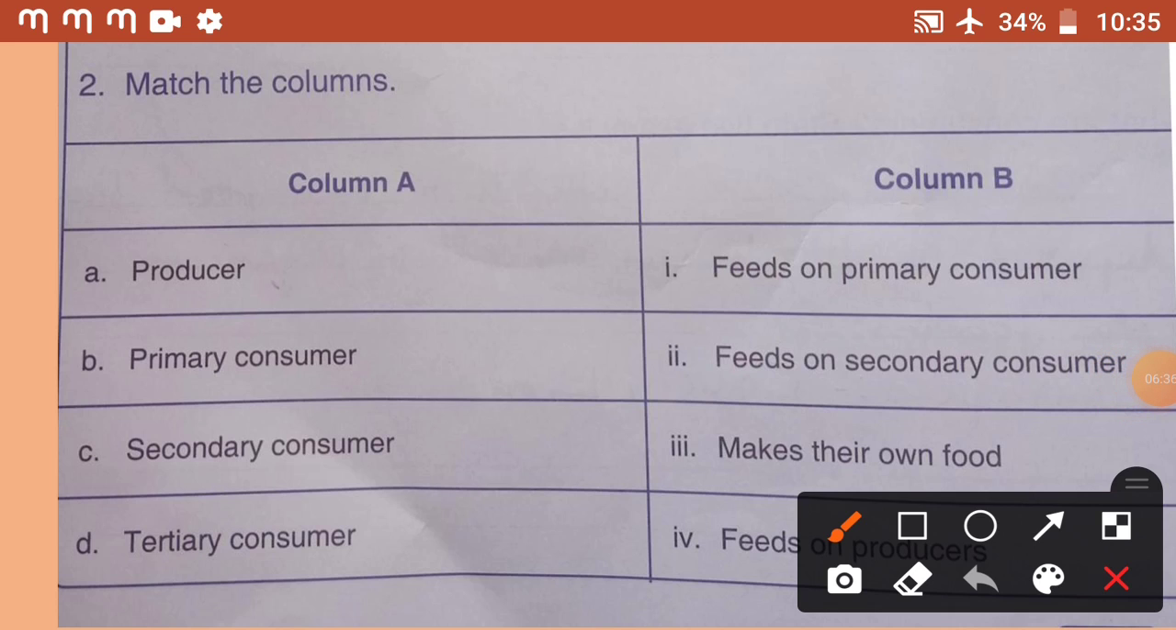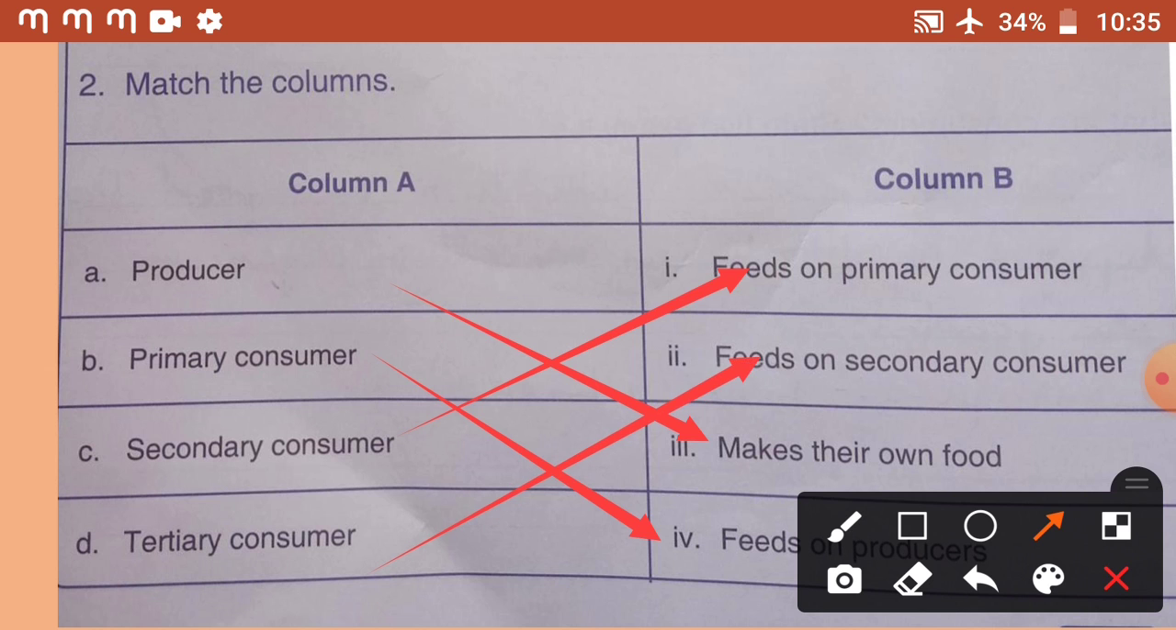Next question is match the columns. Here, primary producer. You match here, they make their own food. Then primary consumer. Primary consumers, they feed on producers. Last one, fourth one. Secondary consumers, they feed on primary consumers. Tertiary consumers, they feed on secondary consumers.